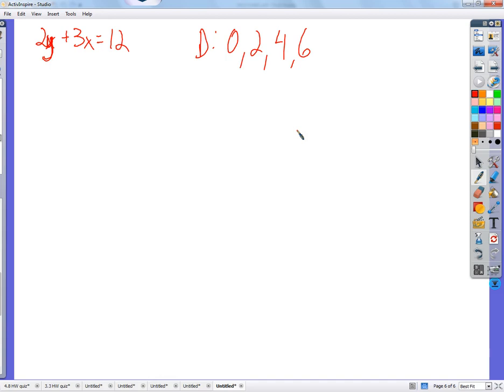Very good. A function has an input and an output. Something goes into the function, something comes out of the function. Okay? And a function does that in a really special way, in such a way that when you put something in, only one thing comes out. Okay?